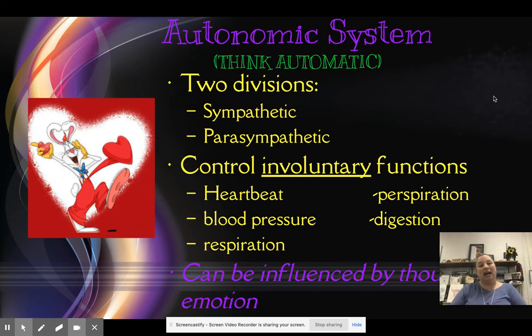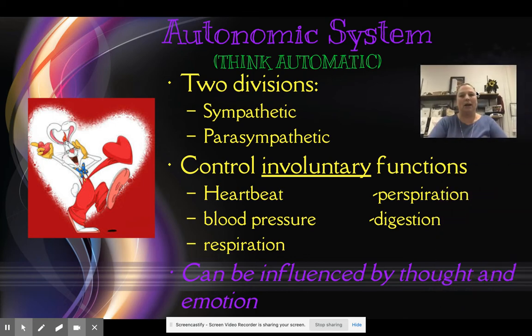Then we have the autonomic system. The best way to remember autonomic is think automatic. These are things that we don't have to think about. They just automatically happen for the most part. There are two divisions. We have the sympathetic and parasympathetic, but we'll get to that on the next slide.